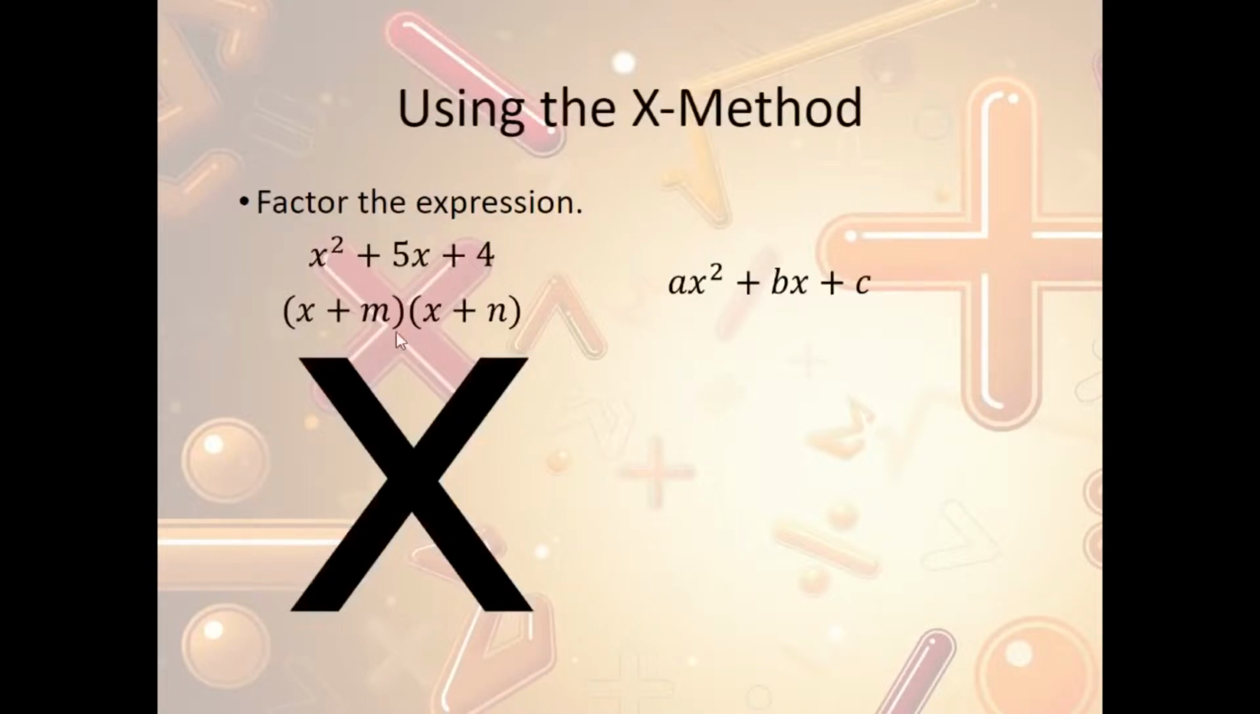So we're looking at the same question, and here's what we do. We place c in the top. So c is 4, so this goes up here. Then we place b in the bottom. b is the middle number, so this goes here.